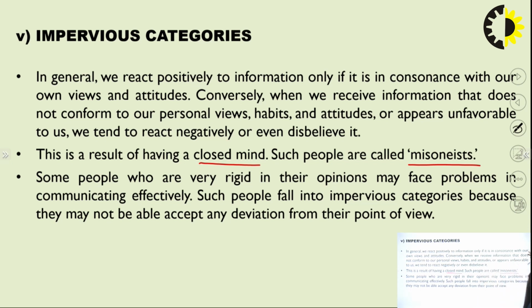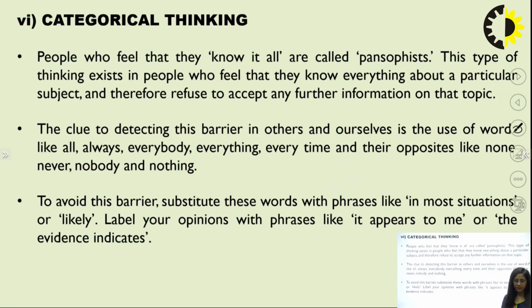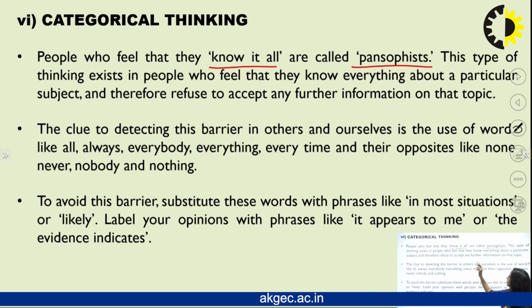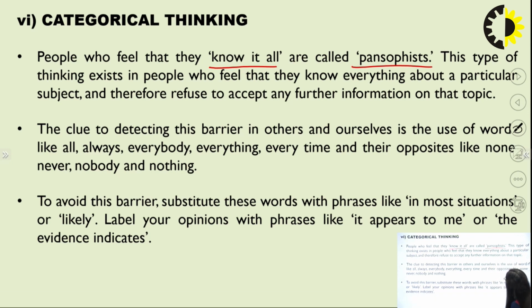Next is categorical thinking. People who feel that they know it all are called pansophists. This type of thinking exists in people who feel that they know everything about a particular subject and therefore they refuse to accept any further information on that topic.